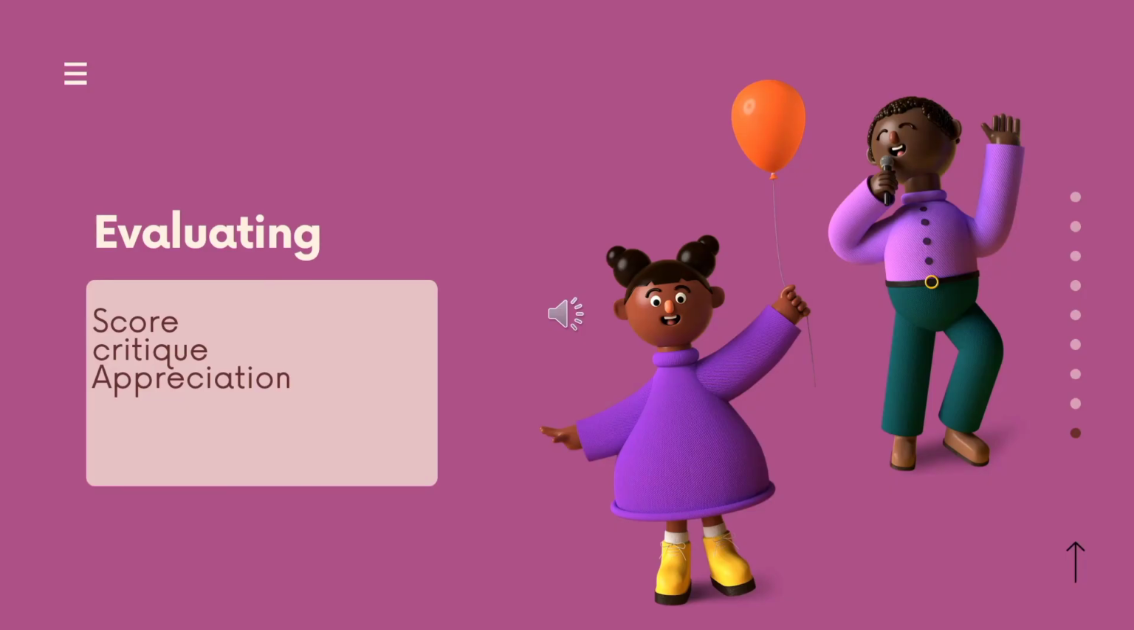For the last is evaluating. This step can be a reflection for the learners from what has been done by them. Evaluating is the final of the task, and this is a part for students to get a score, critique, and appreciation. This will be a moment for the learners to think and write what the essential points are to make a good writing.